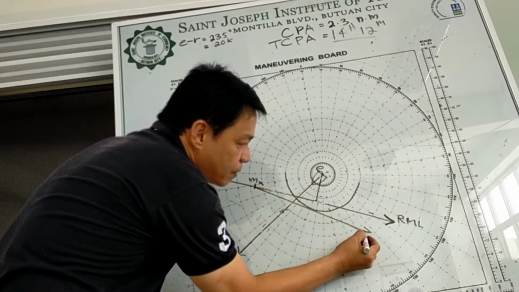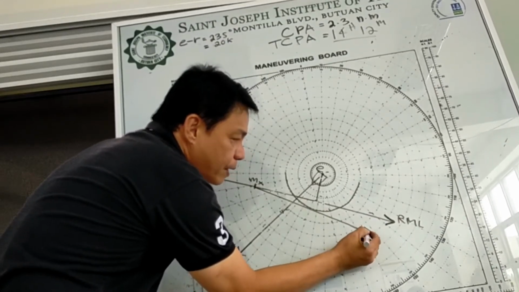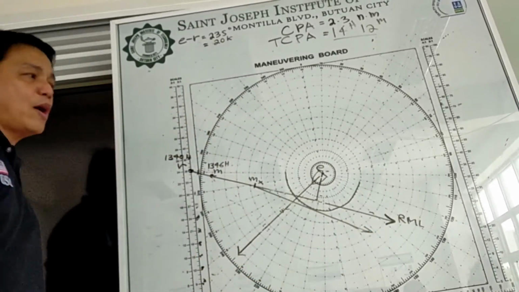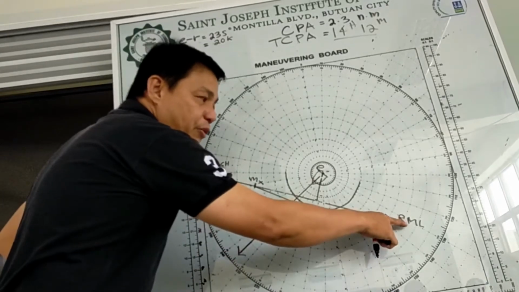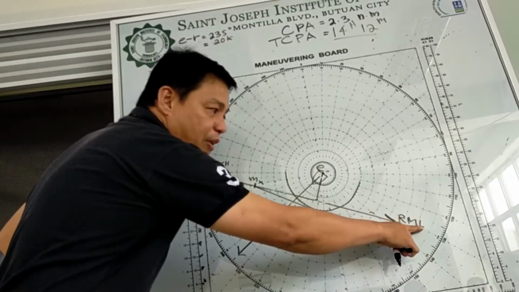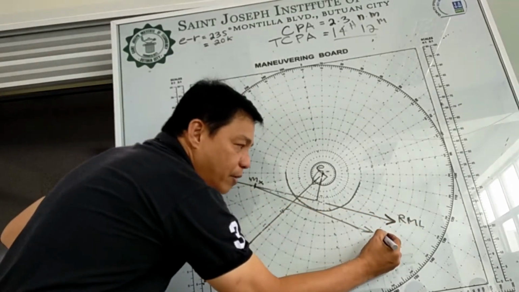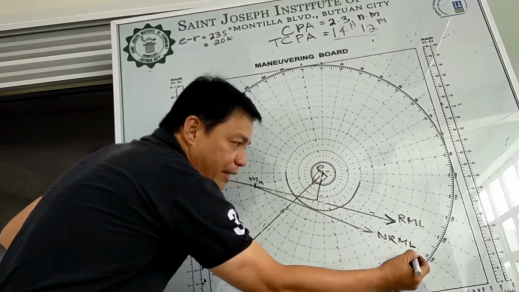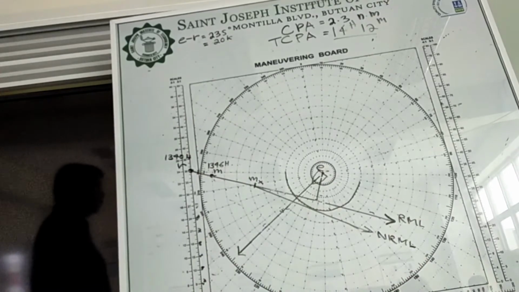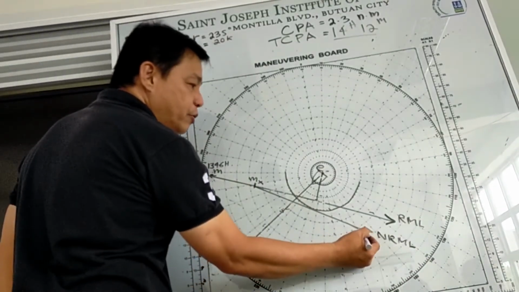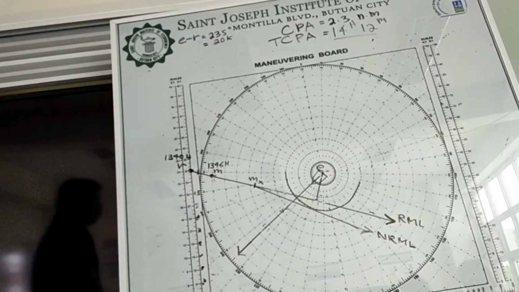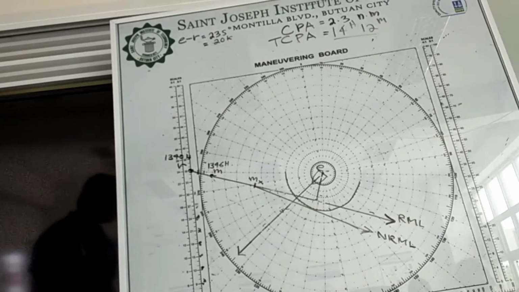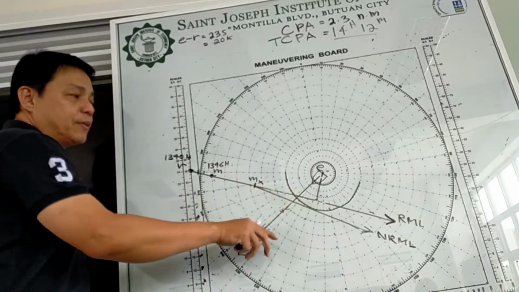Okay? Ang tawag ani na karon, kung this is just the original relative motion line, ang tawag ani karon, new relative motion line. Okay?